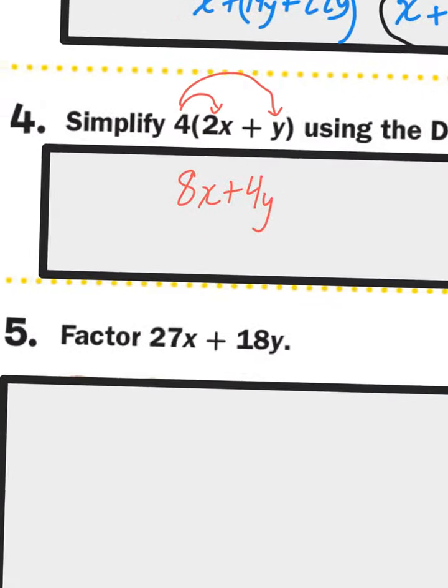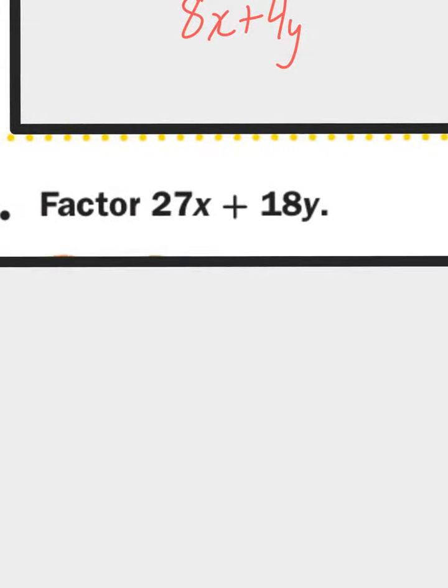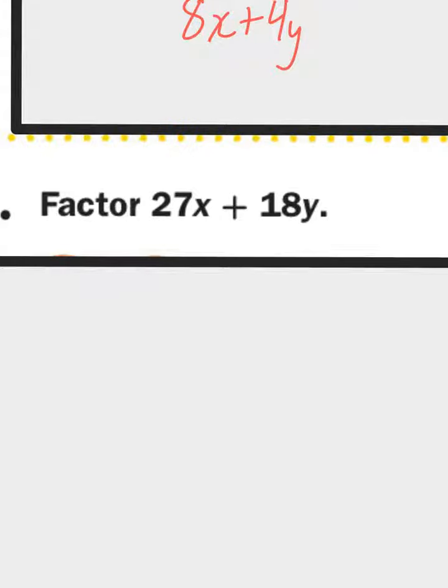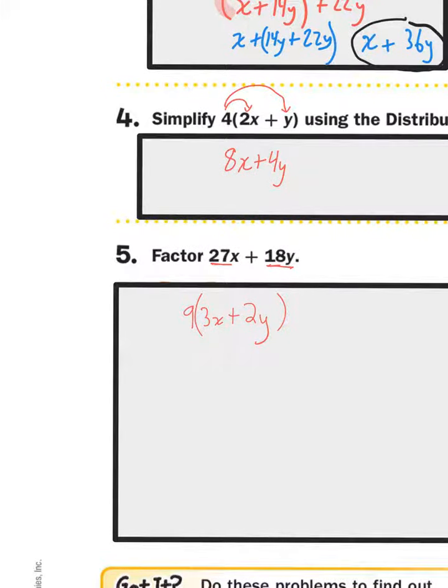And now we're going to go down to example 5, where I'm going to factor 27x plus 18y. Now remember, we've got to find the biggest thing that can go into 27 and 18, which is 9. So I'm going to factor out a 9. Now, 9 goes into 27x, 3x times. And 9 goes into 18y, 2y times. And that's your answer for number 5.